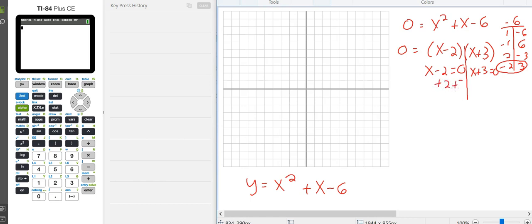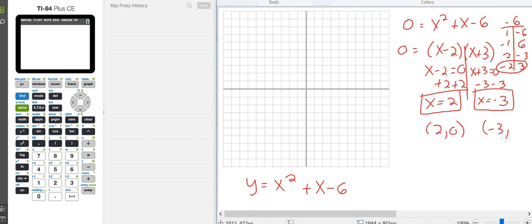Plus 2, x is equal to 2. This is one root. Minus 3 and minus 3, x is equal to -3. This is the other root. So let's graph these 2 points. The 2 points are (2, 0) and (-3, 0). (2, 0) is over here. (-3, 0) is over here.